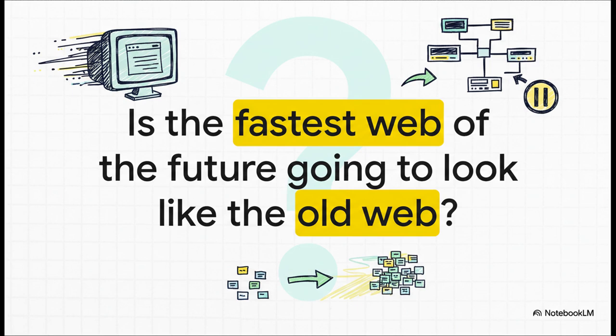Qwik and this idea of resumability are just so fascinating. It shows us a totally different path forward for the web. And it kind of makes you wonder, right? As our frameworks get smarter and smarter about sending less code, are we just reinventing the old web? A web that was fast by default? It's a really interesting thought to end on.